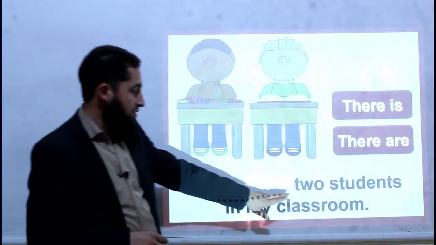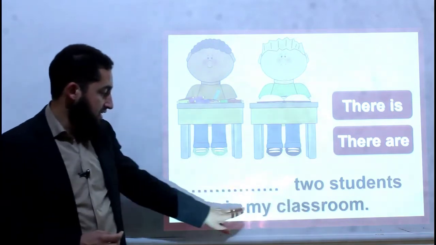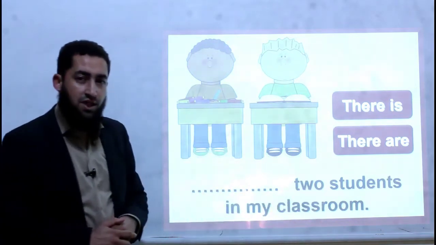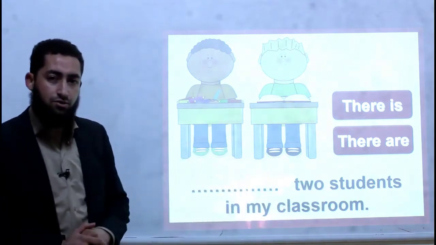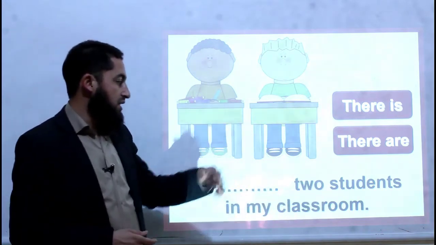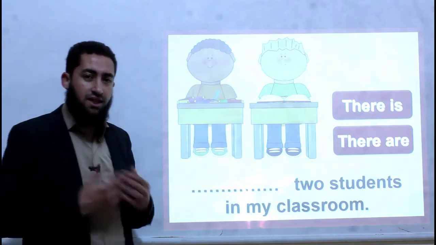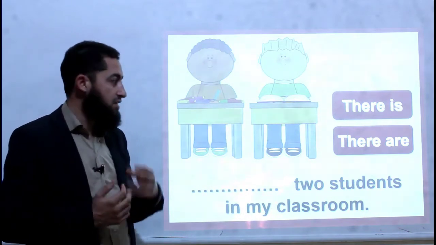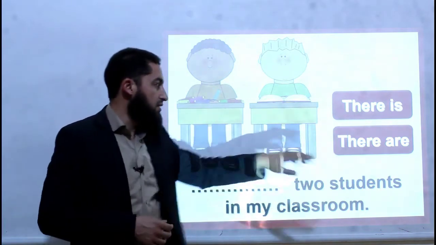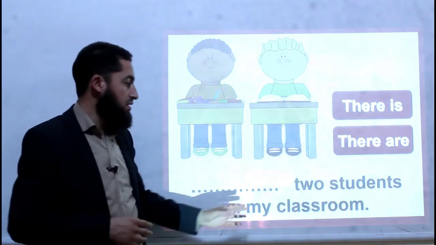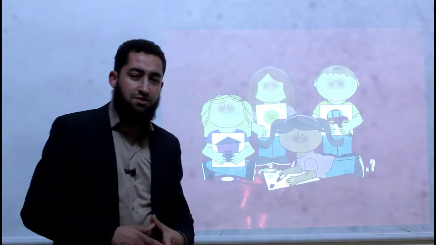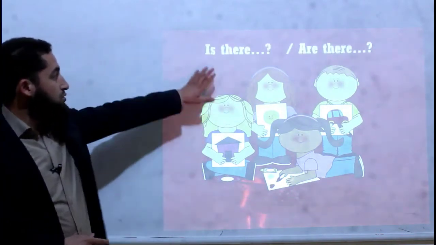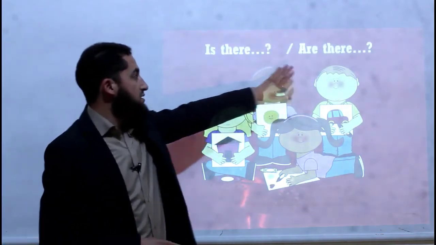Now we have 2 students in my classroom. So we are going to say there is 2 students in my classroom, or there are 2 students in my classroom. Very good. So we have there are 2 students in my classroom. Very good. Next, we are going to see the questions.